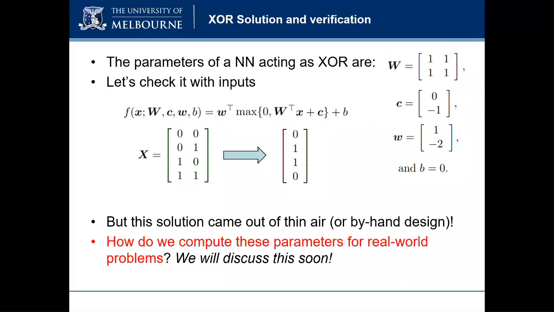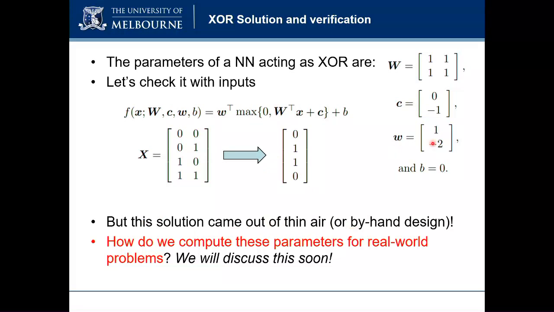Now I'm going to just give you the result. You can write this result and verify that for any x input combination for XOR, these parameters give you the right result. So we can verify this result, and then we have a solution. A neural network can solve the XOR problem, okay? Even with a single hidden layer and simple nonlinearity like ReLU.